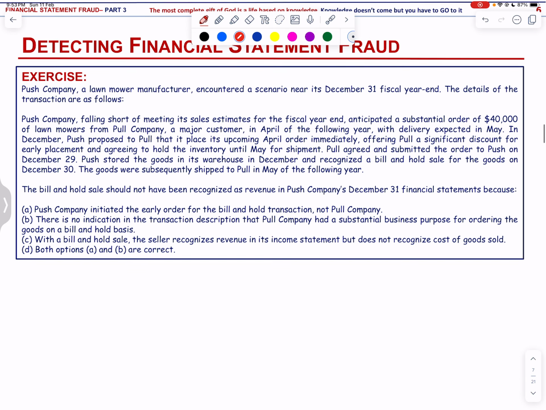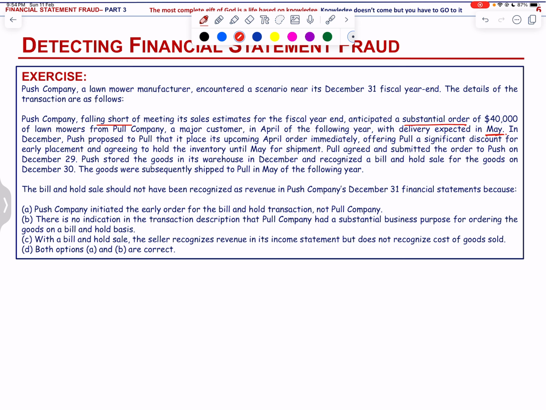Okay. Now, Push Company, a lawn mower manufacturer, encountered a scenario near its December 31st fiscal year end. The details of the transactions are as follows. Push Company, falling short of meeting its sales estimates for the fiscal year end, anticipated a substantial order of 40,000 lawn mowers from Pull Company, a major customer, in April of the following year, with delivery expected in May.